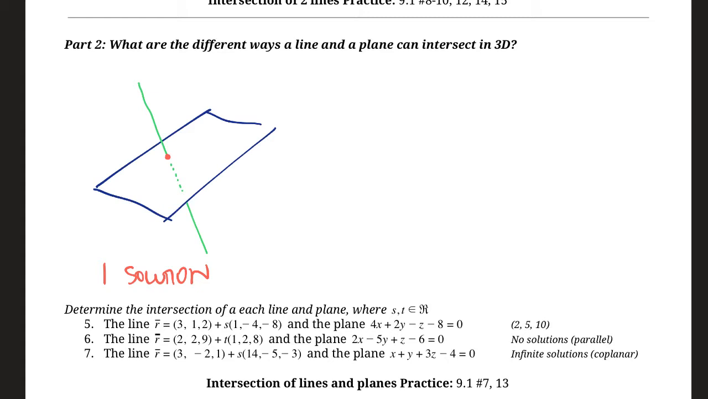So we can find a solution to a problem like this, which will just be x, y, z, which will be that point. Are there any other ways a line and a plane can interact in 3D? Draw another plane here.